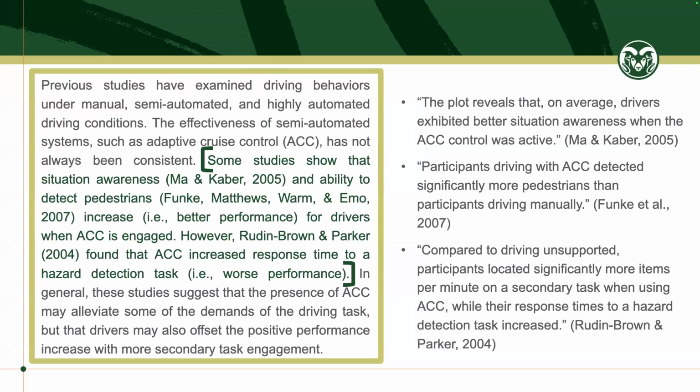And you can see that's the original references. The original reference for Ma and Kaber was that the plot reveals that on average, drivers exhibit better situational awareness when ACC was active. Participants driving with ACC detected significantly more pedestrians than those driving without. And compared to driving unsupported, participants located significantly more items per minute on a secondary task with ACC. Again, those are the original sources. You will notice that we rephrased those to provide why it matters in this context.